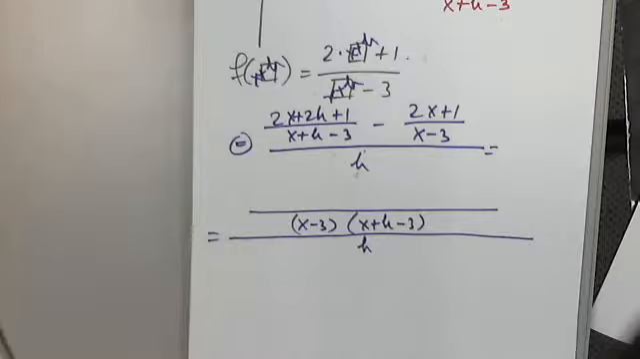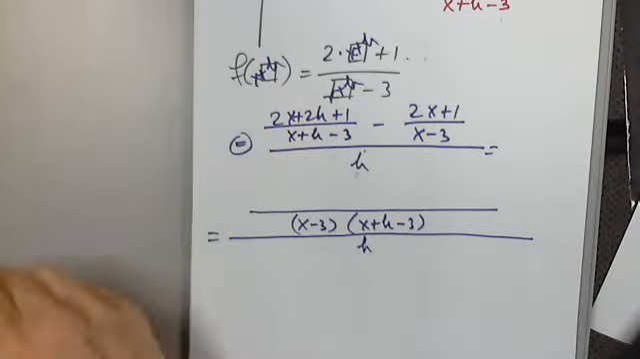Okay. Why is the least common denominator the product of the two? Because they have nothing in common. This is one factor. This is another factor. You can't determine one from the other. So the least common denominator must be the product of the two.